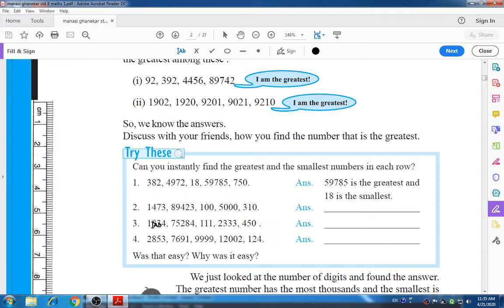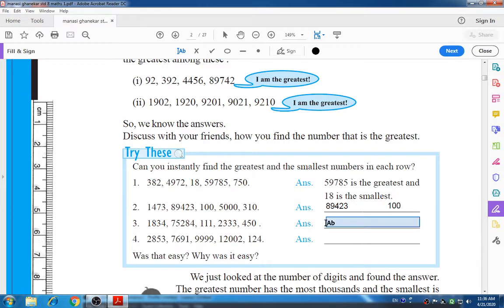Now we have to find the answers of some questions like the first one. The second is 1,473, 89,423, 100, 5,000 and 310. Now we have to find the greatest number. And the greatest number is, yes, absolutely correct, 89,423. And which is the smallest number? Of course, very easy, that is 100. Very good.